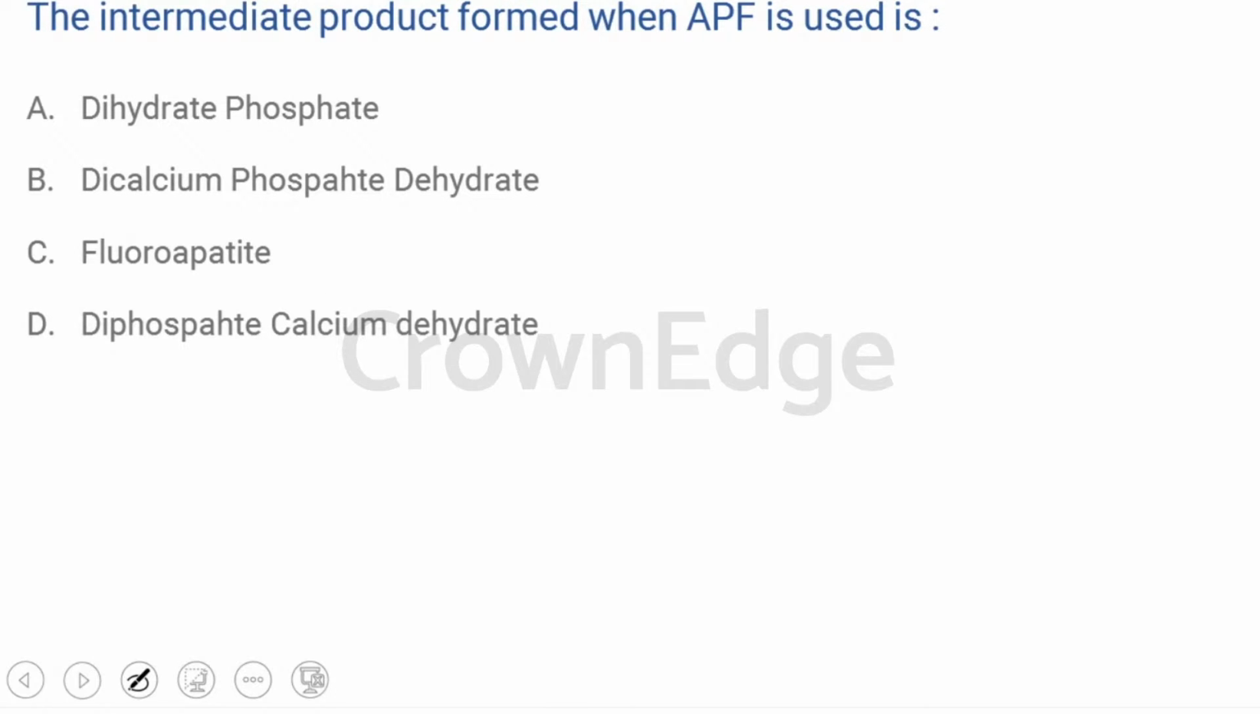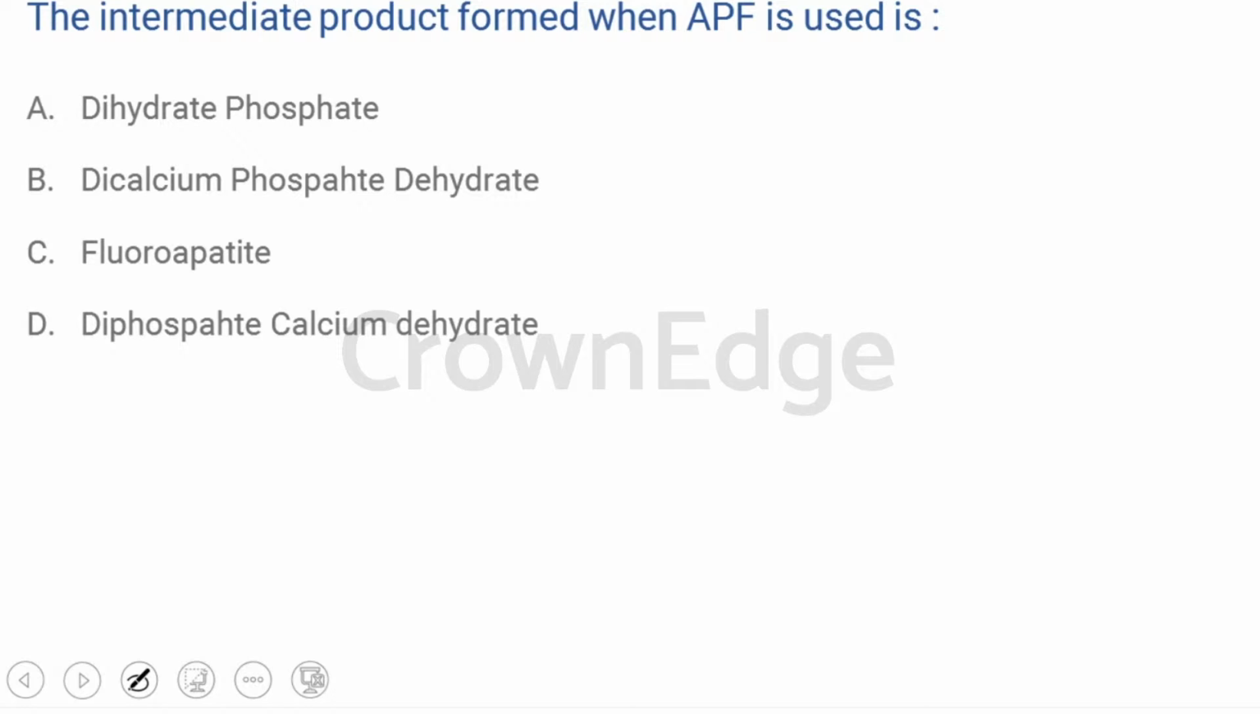The intermediate product formed when APF is used is: A, dihydrate phosphate, B, dicalcium phosphate dihydrate, C, fluorapatite, and D, diphosphate calcium dihydrate. This question deals with the products formed when APF reacts with your hydroxyapatite. If you saw in neutral sodium fluoride, NaF reacted with hydroxyapatite, and the major product formed was calcium fluoride.